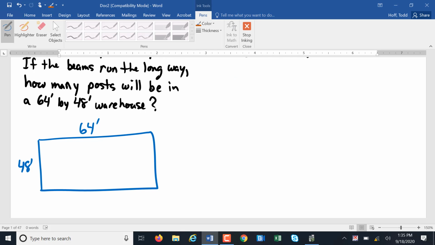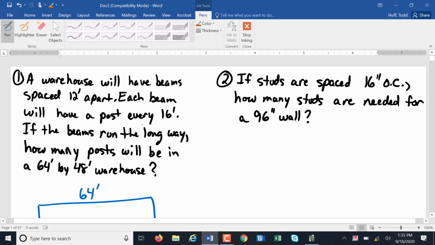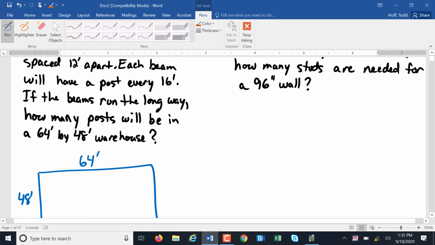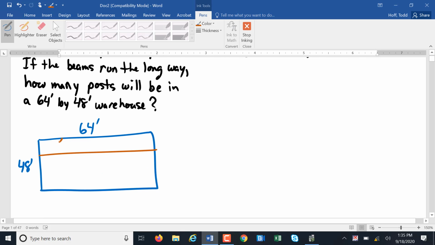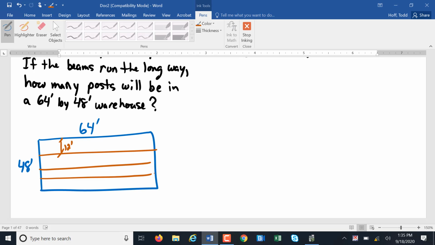So it has beams every 12 feet. The beams are going to run the long way. So that means they're going to run in this direction. So they're spaced every 12 feet in this direction. Now, I drew this out not to scale, but to the right amount there.